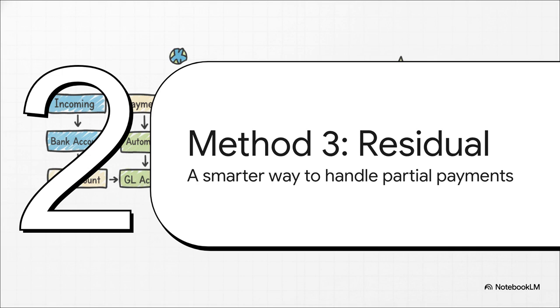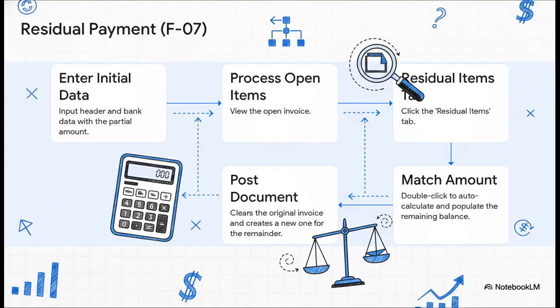So SAP provides a much cleaner, much more efficient alternative. This is the residual payment method. This time, instead of the partial payment tab, you're going to click on the one that says Residual Items. And here is where the magic happens. When you select the invoice and enter the payment, SAP does 2 things at once. It clears the original full invoice and it automatically creates a new, smaller open item for just the remaining balance. It does all the math for you.